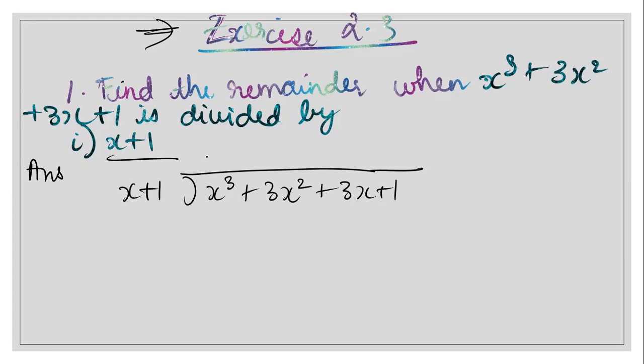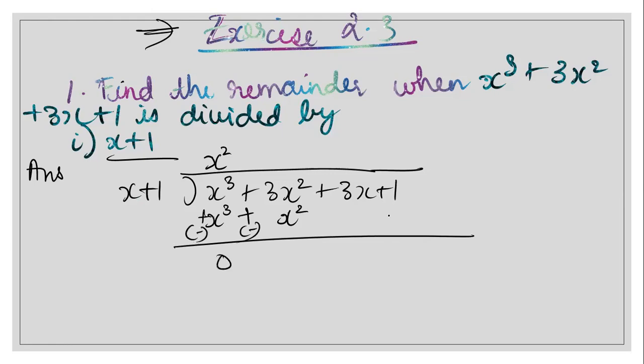Now x cubed divided by x is x squared. x squared into x is x cubed, plus x squared into 1 is x squared itself. Now plus will become minus, plus will become minus. So this will become 0, 3x squared minus x squared will be plus 2x squared, plus 3x.